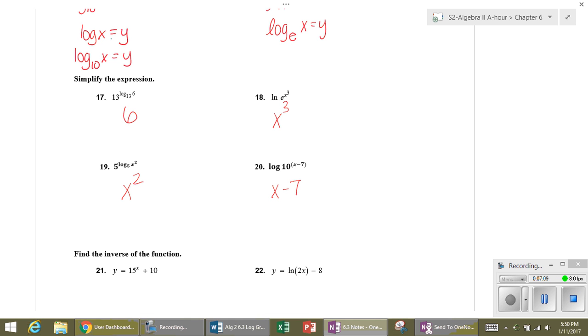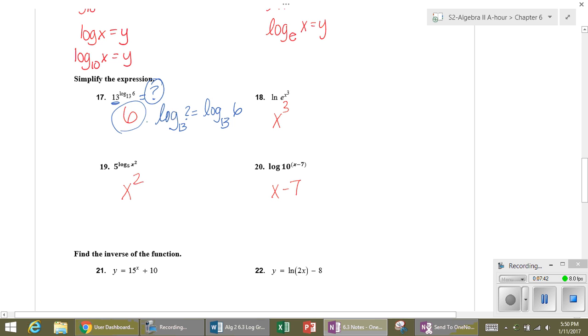Okay, welcome back. I'm going to say equals what? Right now I have 13 to the exponent of log base 13 of 6 has to equal something. If I rewrite this in log form, my base is 13, log base 13 of my answer has to equal the exponent. Take a look. What does this question mark have to equal? It has to equal 6.